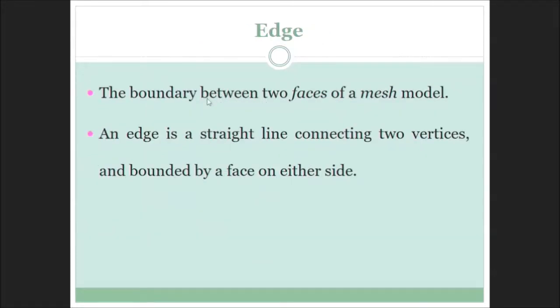The edge, the boundary between two faces of a mesh model. If this is a mesh model, say I draw a face here. This may be a triangle face, and this again may be a triangle face. So the boundary between these two faces of a mesh model is an edge. This is an edge. Okay, and the edge is a straight line connecting two vertices, bounded by a face on either side.